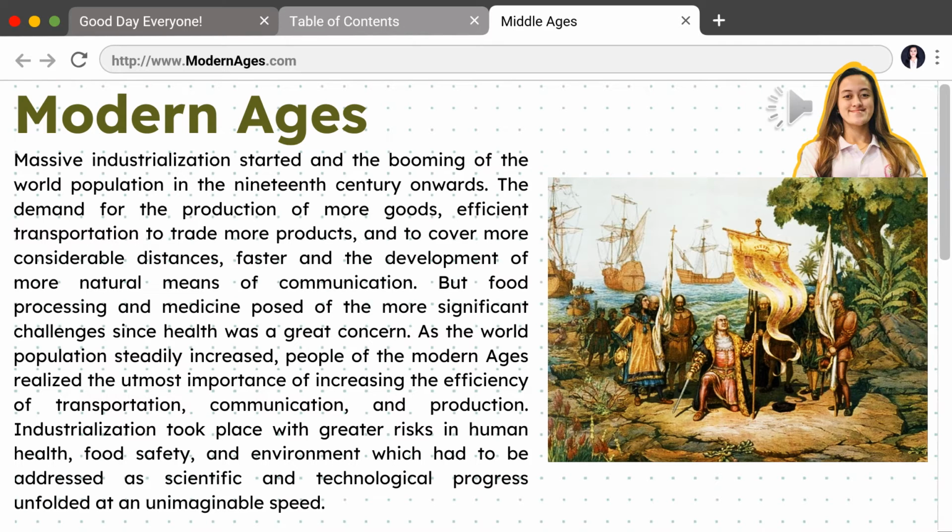As the world population steadily increased, people of the modern ages realized the utmost importance of increasing the efficiency of transportation, communication, and production. Industrialization took place with greater risks in human health, food safety, and environment, which had to be addressed as scientific and technological progress unfolded at an unimaginable speed.